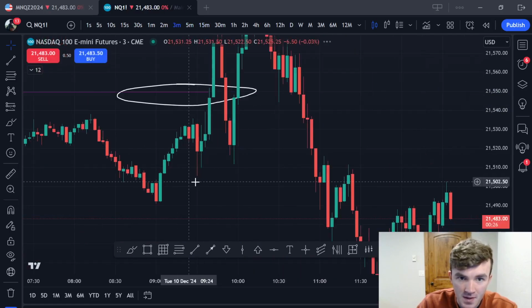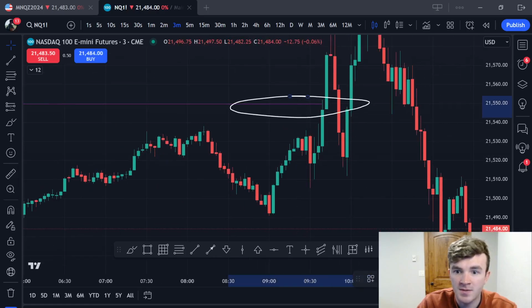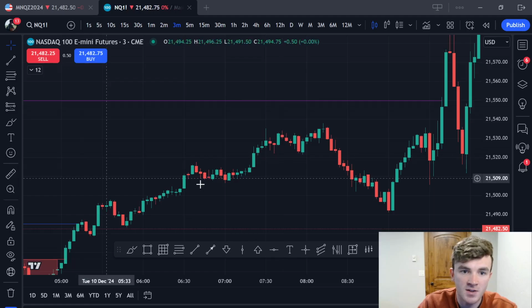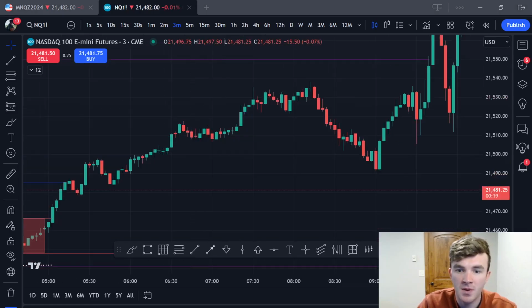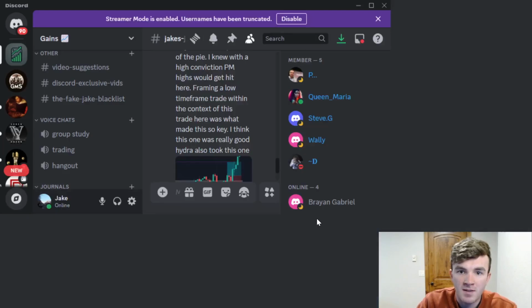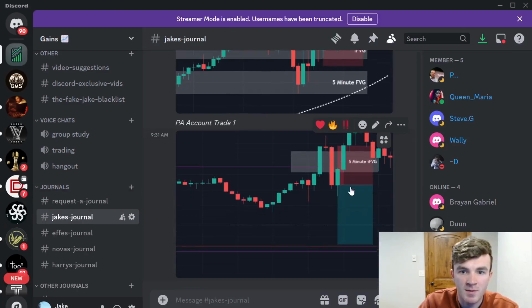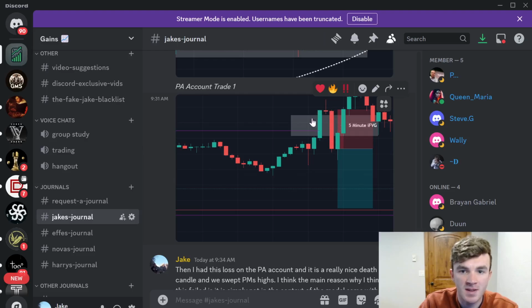So one important thing I want to talk about is understanding a good sweep versus a bad sweep. One of the trades I took today was this 5-minute inversion. This was on my PA account, and in my head, I immediately went back to the trade from yesterday that had this amazing 5-minute inversion. You can see we had a quick move up, and then within 3 candles you inverse, and this did not work. But there's a reason this didn't work, and you have to understand that an inverse fair value gap doesn't matter how good it looks.